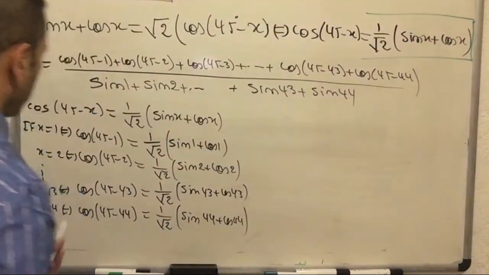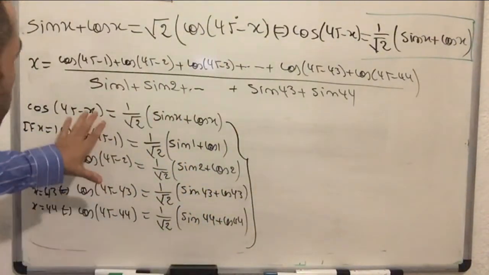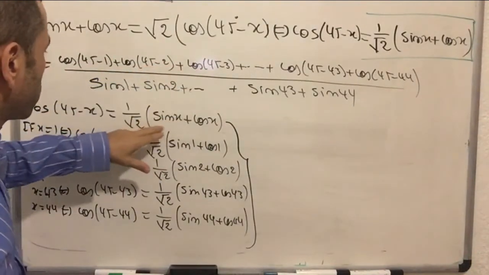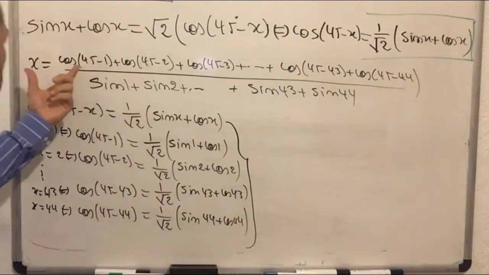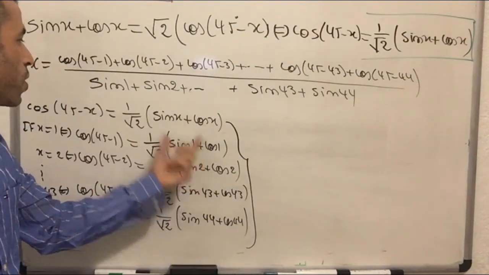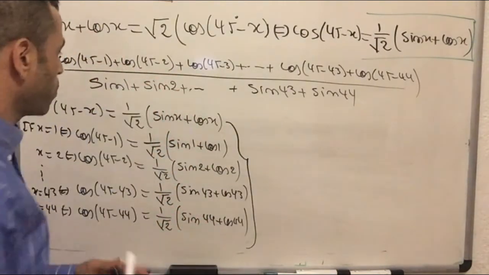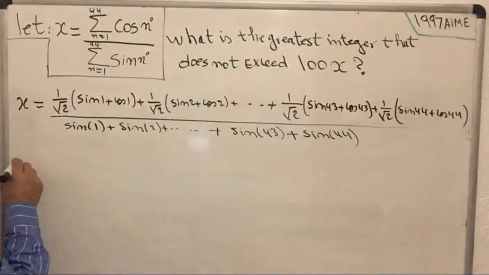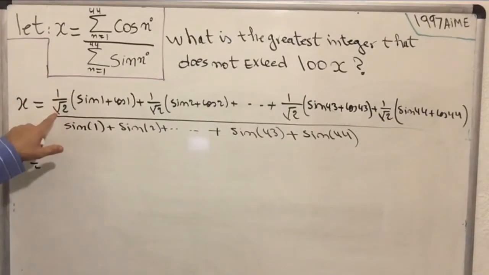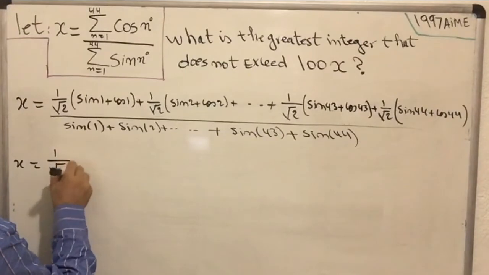I'm going to replace every term in the numerator by its value, which is this one. So cos(45 - 1) equals 1/√2 (sin 1 + cos 1). Every term we have to replace by this one. I'm going to take 1/√2 outside of the whole thing as a multiplier, so this one becomes 1/√2.